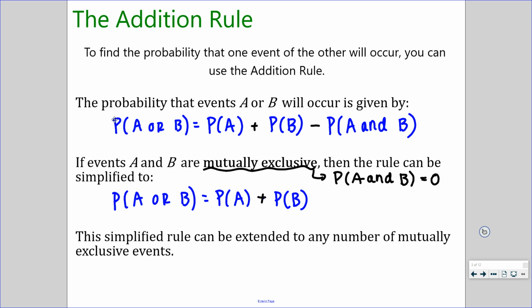I always tell my students, the easiest way to work through a lot of these problems is to look for those keywords of "and" or "or." If you see "and," that usually means you're going to use the multiplication rule and multiply the probabilities.